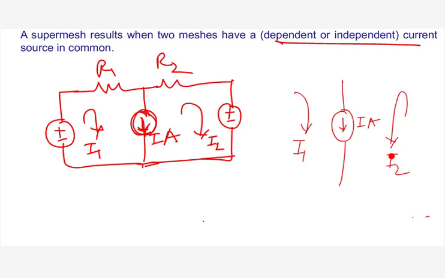This will be my super mesh equation. Why super mesh again? I can't write the voltage drop across this current source in terms of current. That is why I'm taking a super mesh. I can ignore this current source and directly write the super mesh equation. We'll do it when we get to the problems. So the super mesh equation can be written like this: I is nothing but I1 minus I2. That is your super mesh equation. Are we clear so far?